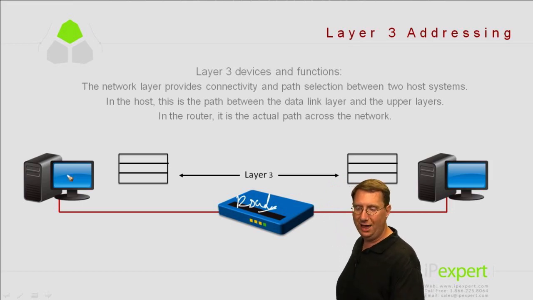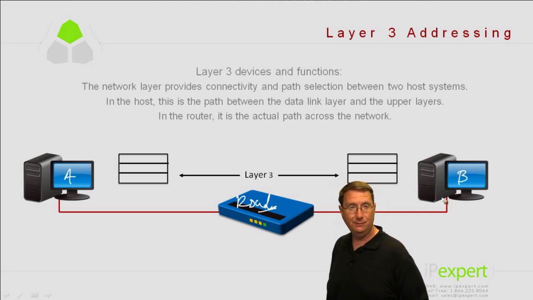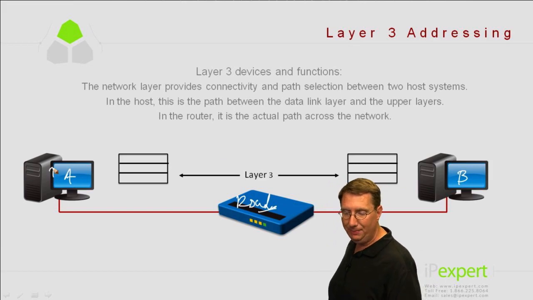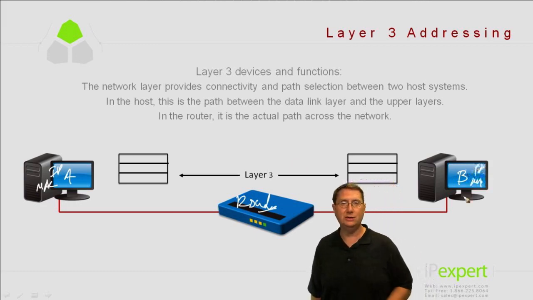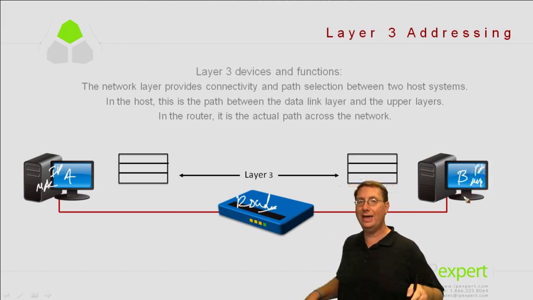Now, what we have here is we have device A communicating to device B. Device A has an IP address. Device A has a MAC address. Same thing for B. Now, what we're going to realize here is that layer 3, we need to use IP addresses. But when we hand it down to layer 2, we're going to have to use those MAC addresses.